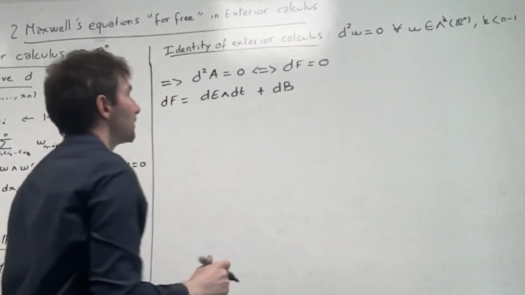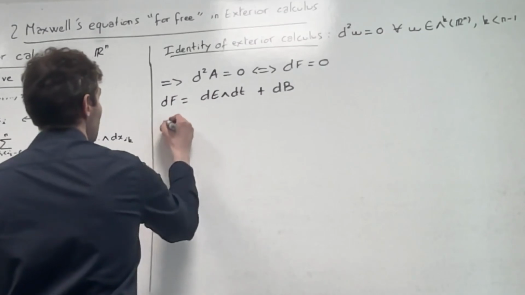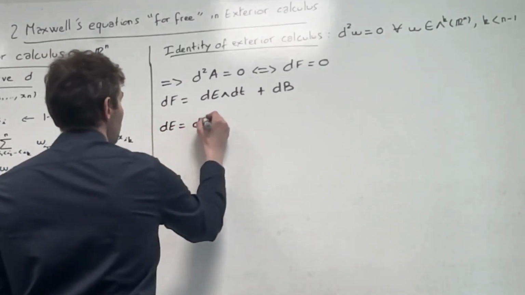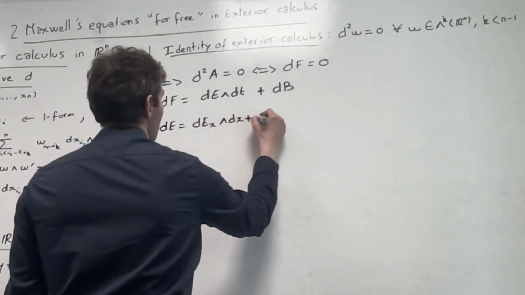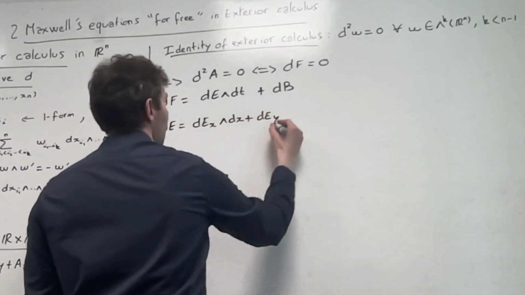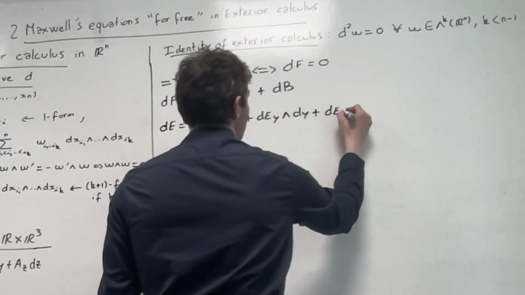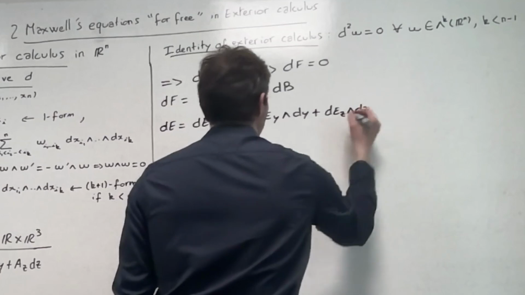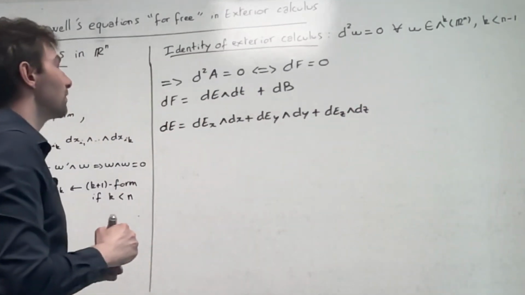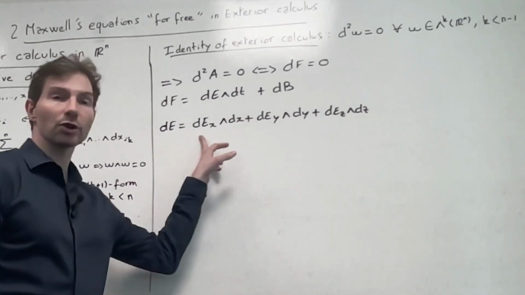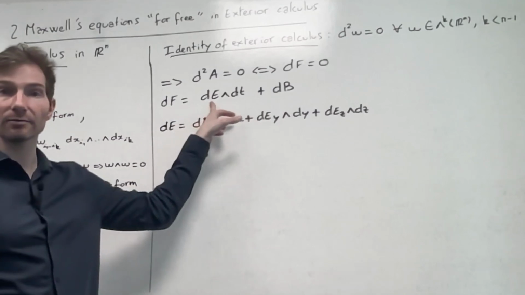Okay? Now, let's try to work out what dE actually is. So dE is equal to dEx wedge dx plus dEy wedge dy plus dEz wedge dz. Okay, so here are multiple things to realize. At the end of the day, what we want is to actually put this expression dE inside there, okay?